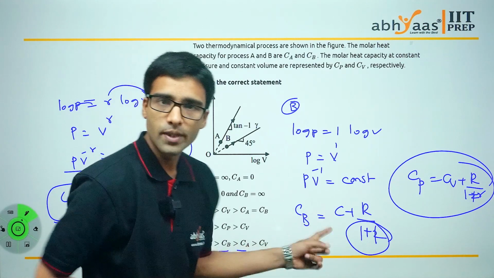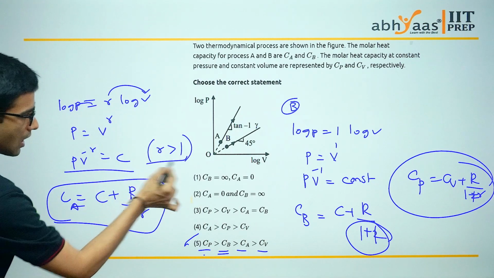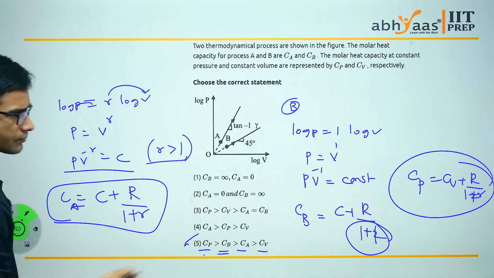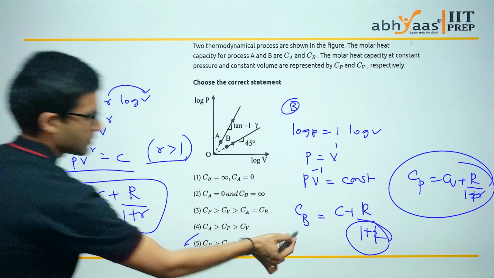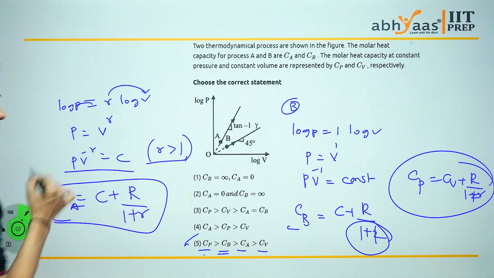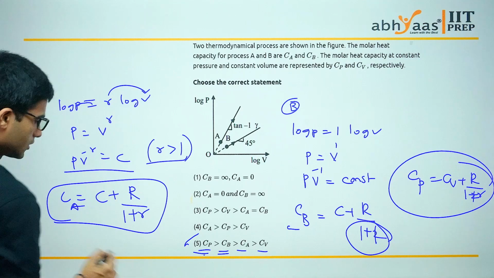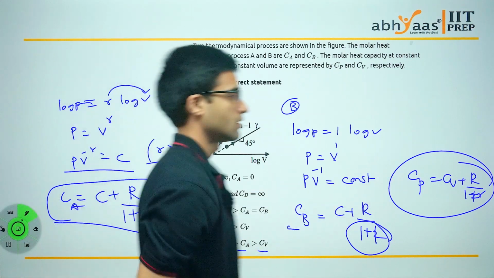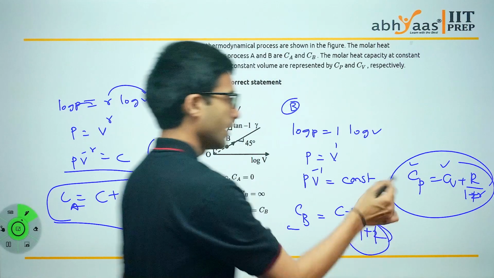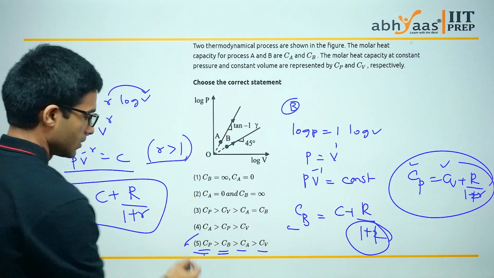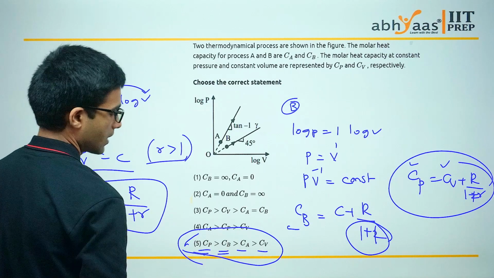C_B is C_v plus R by 2. This is C_B equal to R by 1 plus gamma. The gamma value is already more than that. This is A, right? This is B, this is A. So that means the C_B value is more than C_A. C_v is there. This is C equal to C_v plus R by 1 plus gamma. So that means C_v is more than the others. So that's why C_v is greater than C_B, which is greater than this one.